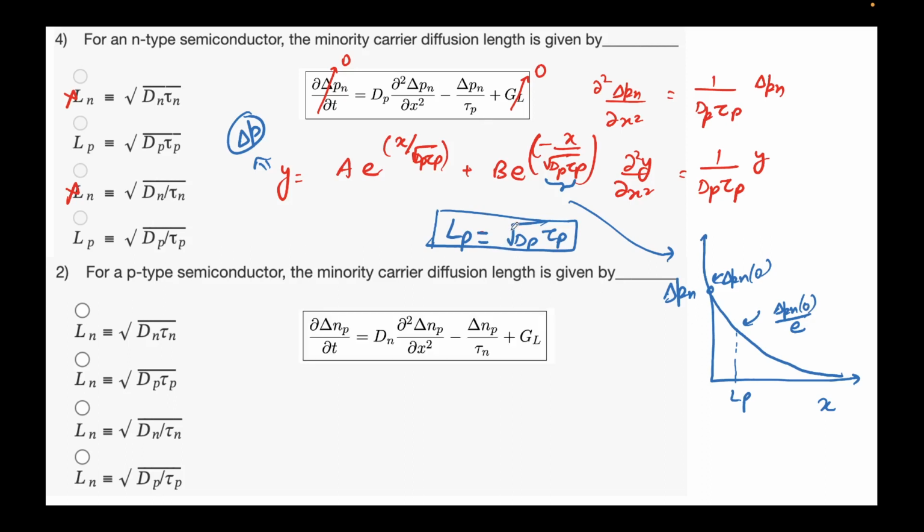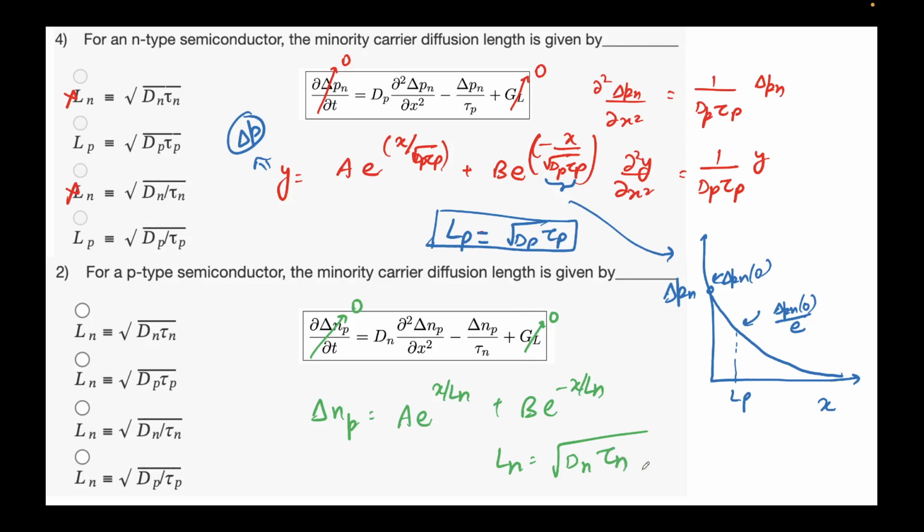Now similarly, for the other analysis which I'll do in green, again we talk about steady state, so this term goes to 0. We again don't talk about generation, and if you solve this problem, the expression comes out to be delta n. So this is a p-type semiconductor, so the minority charge carriers will be electrons, and again it will come something like this: a e to the power x by Ln plus b e to the power minus x by Ln, where Ln is nothing but Dn tau n.